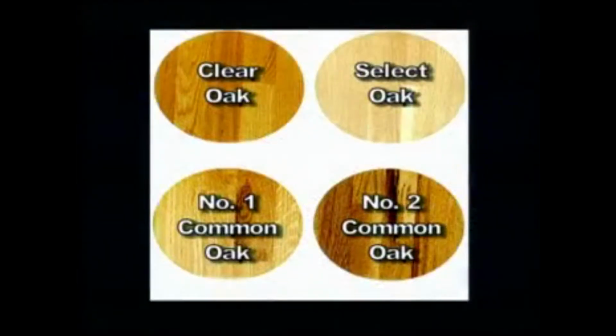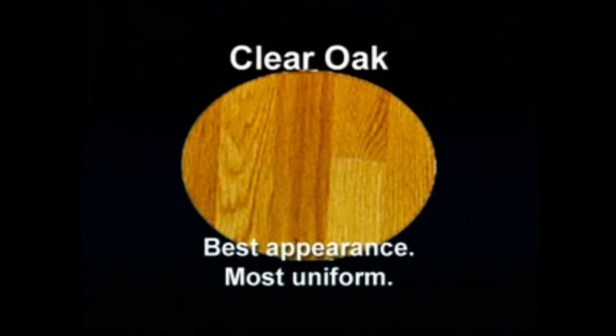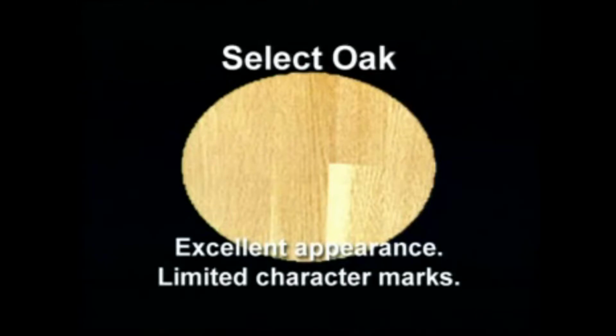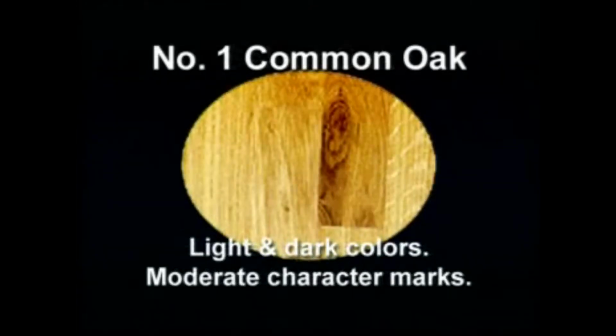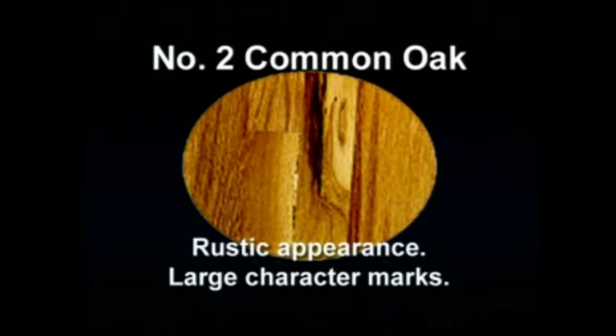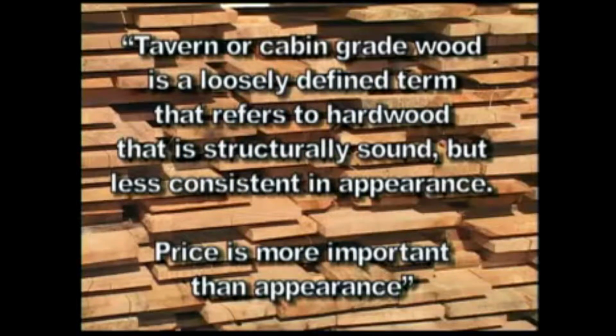Hardwood is sorted by its appearance grade. This means the degree of consistency in color, grain, and frequency or size of character marks. These are the industry classification rules. Tavern or cabin grade wood is a loosely defined term that refers to hardwood that is structurally sound but less consistent in appearance. Price is more important than appearance.